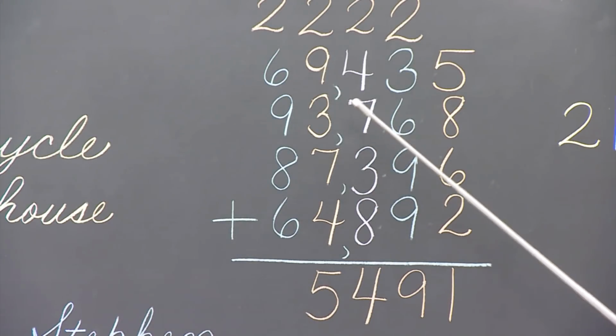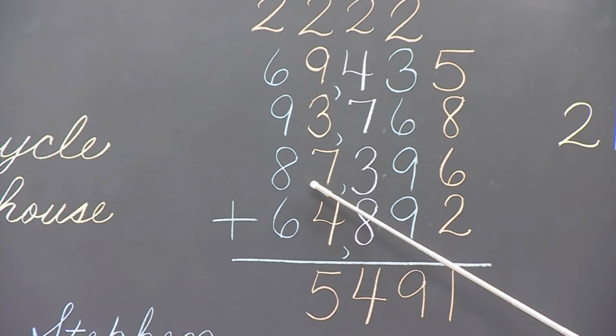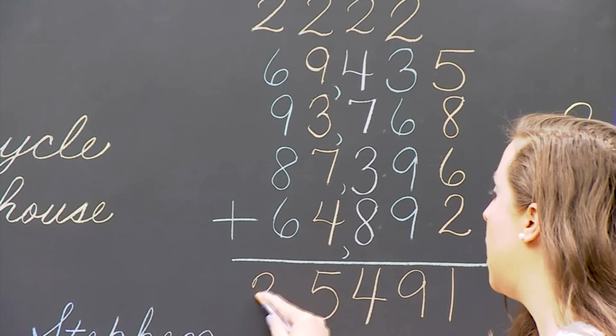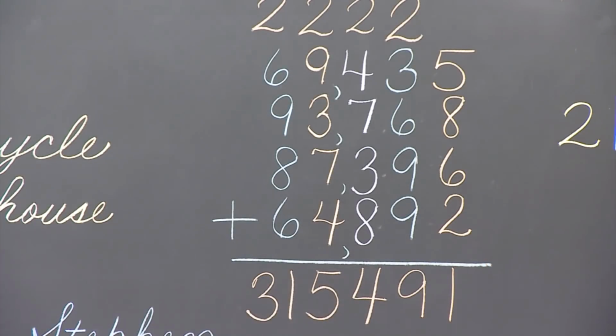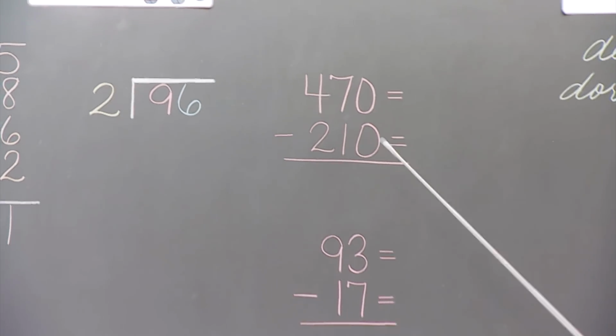2 plus 6 is? 8. Plus 9 is? 17. 17 plus 8 is? 25. 25 plus 6 is? 31. 31. Where does the comma go, Emily? In between the 5 and 4. Yes, and read the answer, Carson. 31. Start with the 3. 315,491. That is correct. Now let's take a look at these problems here with estimation.